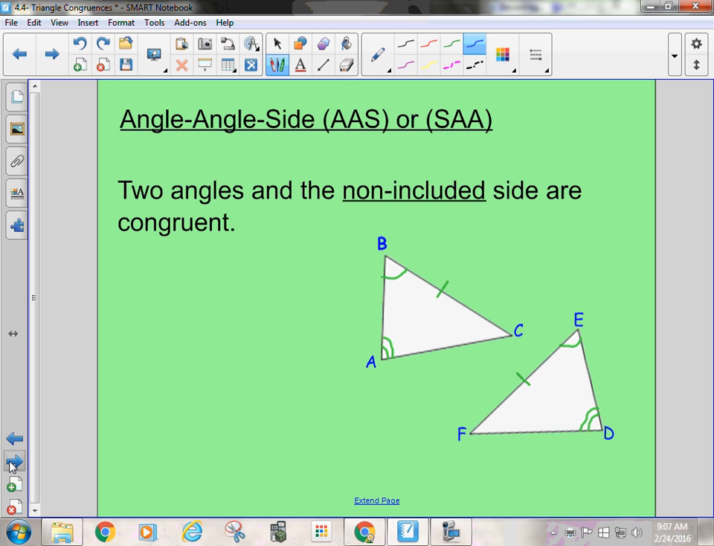All right, last one we have here, angle, angle, side. And we can say angle, angle, side, or we can say side, angle, angle. Both ways, forward or back is fine. This is where we have 2 angles and the non-included side. So notice this time it's the side that's not in between the 2 angles that are congruent. Then we can say triangle ABC is congruent to triangle DEF. Again, make sure my congruence statement is lining up.